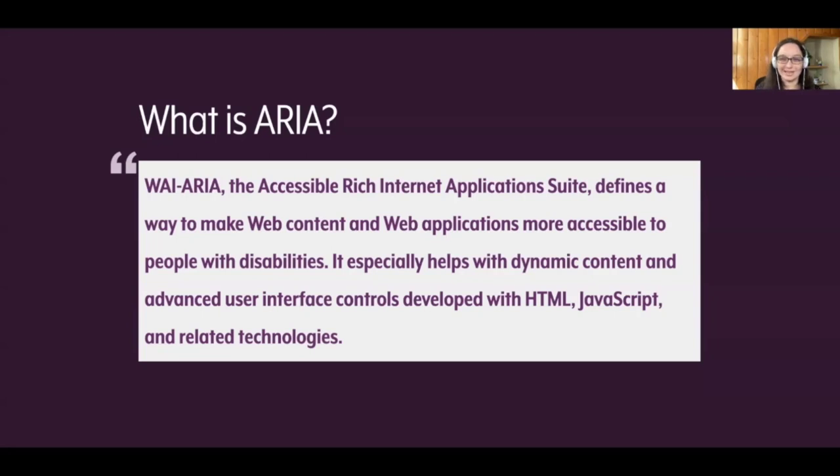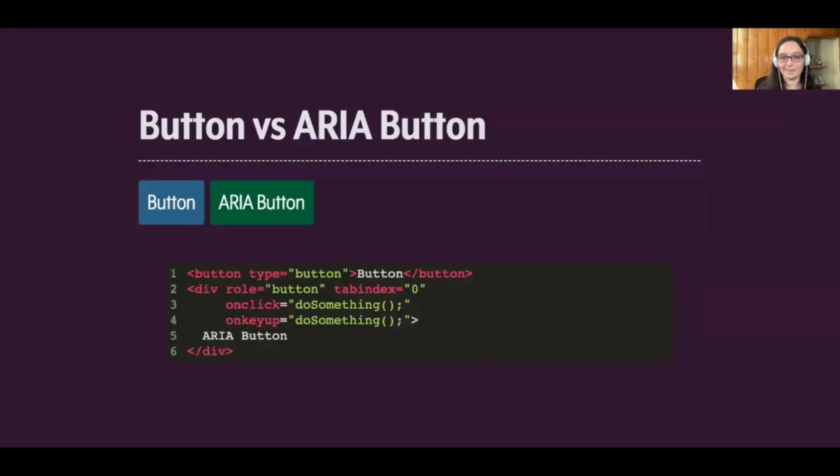And the other part is that it's designed to be very helpful with very advanced content. There is no HTML solution for an accordion, for example, for letting users know that things are expanding and collapsing. You need ARIA for that, but you don't need ARIA for everything. And to illustrate that, I have here a regular HTML button made with the button element. And that's just button type equals button with the text button.